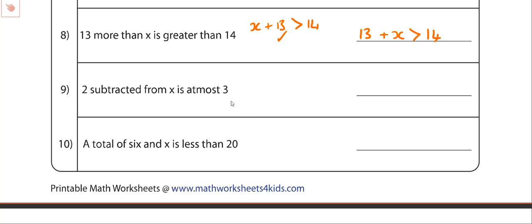2 subtracted from x is at most 3. I mean, 2 minus x is less than 3? No, it's x minus 2, isn't it? 2 subtracted from x is at most 3, so less than or equal to 3. A total. What's total? Add. Total of 6 and x is less than 20, so x plus 6 is less than 20.